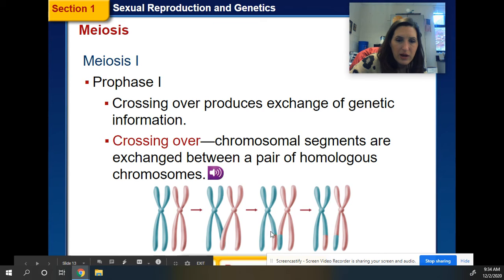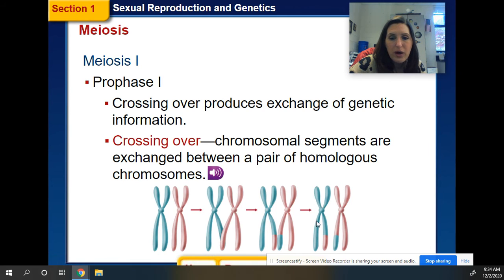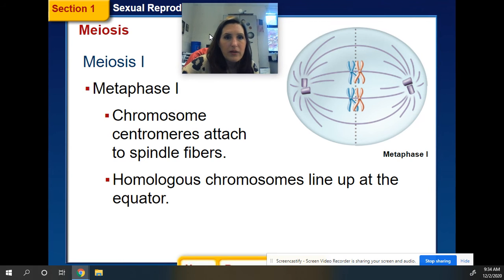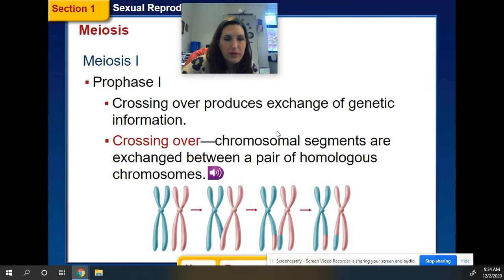So if a child inherits this gene, he'll inherit most of the dad's information, but a little bit of the mom's information right there. All right, what crossing over does is it gives variation to a species. It makes sure that you are not inheriting all of the male or female's information, that there is some variation. All right, so that was prophase 1.